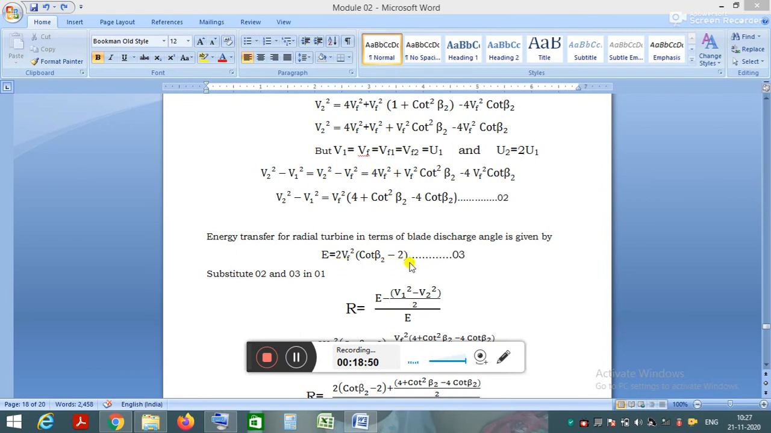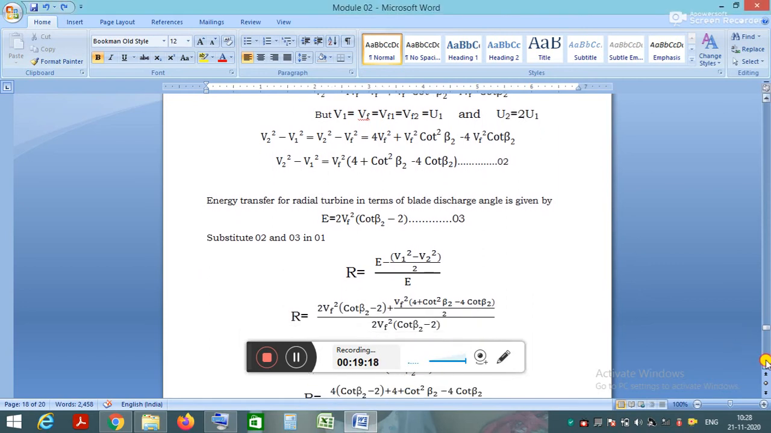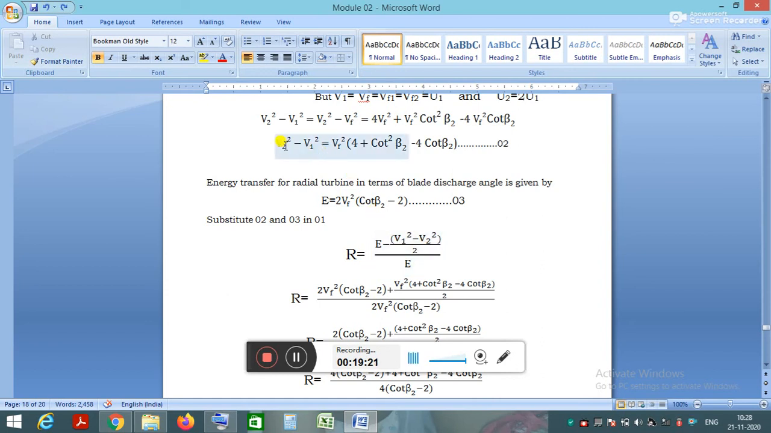We already derived this equation for energy transfer for a radial flow turbo machine. We are having the degree of reaction in this form, the equation for degree of reaction. Substitute the equation of energy transfer and V1 square minus U2 square. Here we have found the equation for V2 square minus V1 square. Substitute these two equations in the equation of degree of reaction. Here we have found this equation for V2 minus V1, here we are having V1 minus V2. Therefore we will get negative sign here. Negative into negative, positive plus.